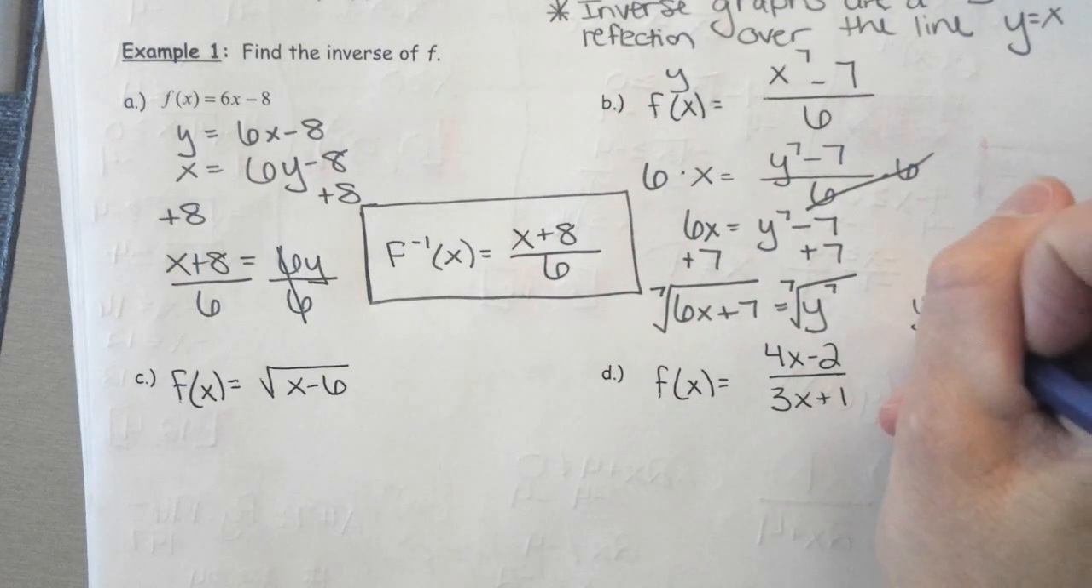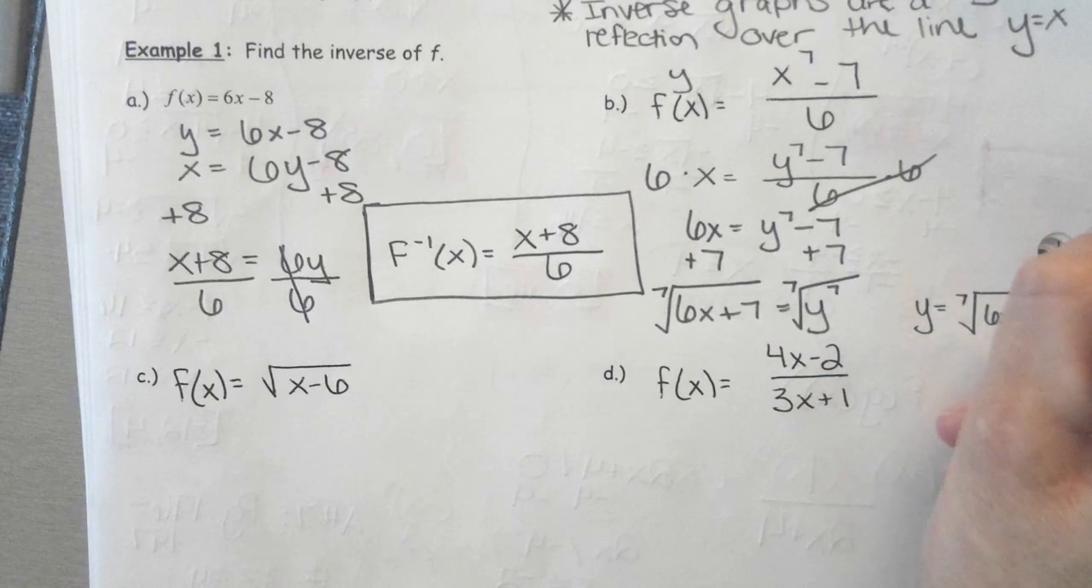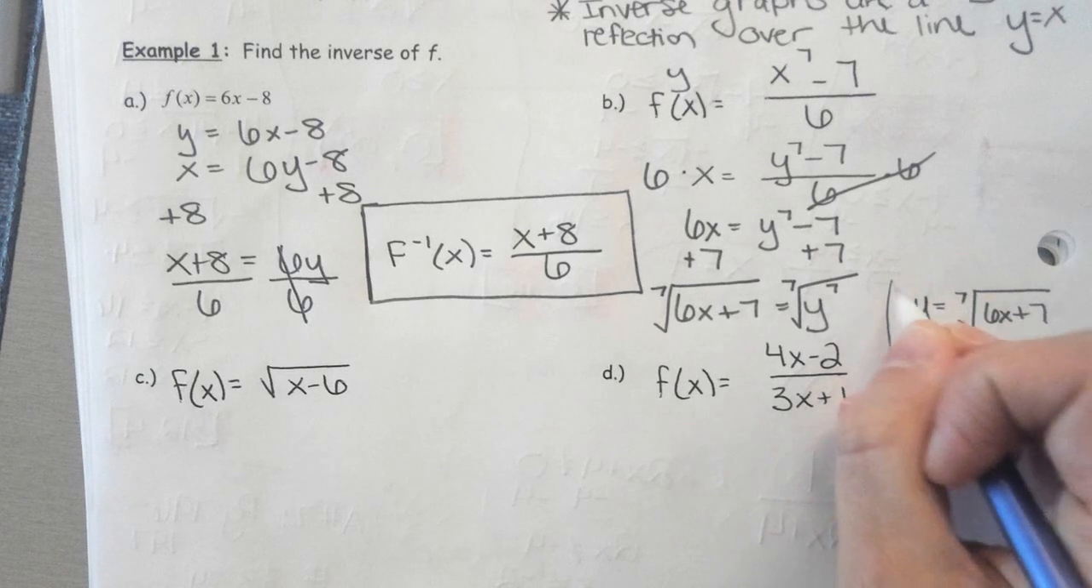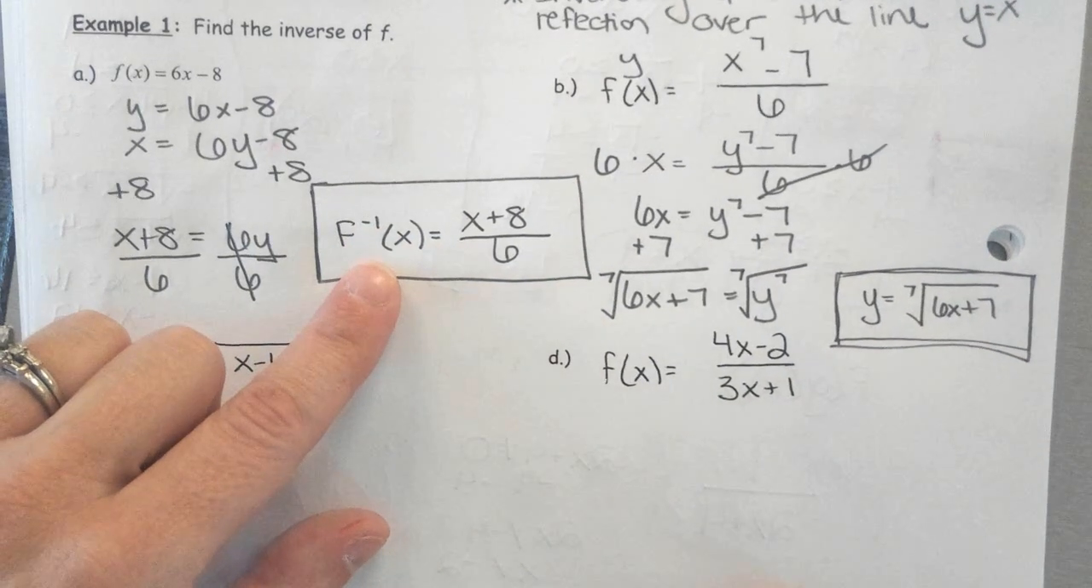So what's my answer? Y equals the 7th root of 6x plus 7. Again, I'm fine with you leaving it like this. Can you write it with a proper notation? Sure.